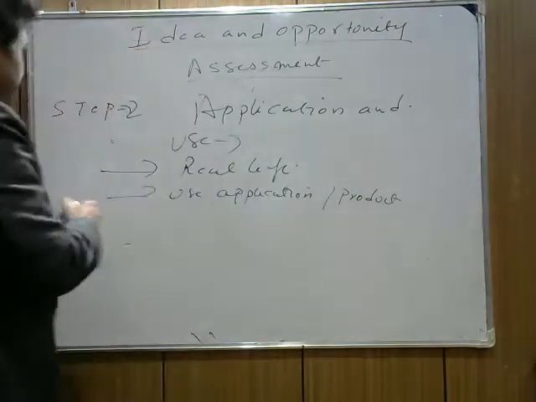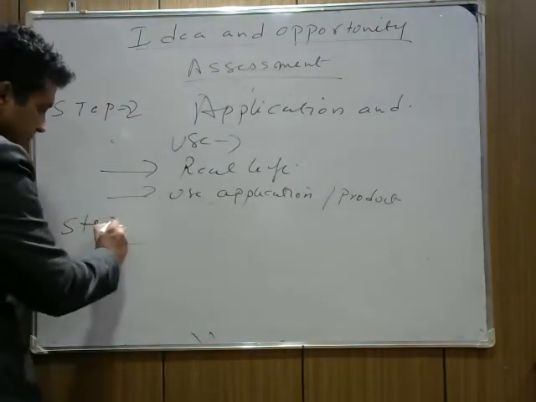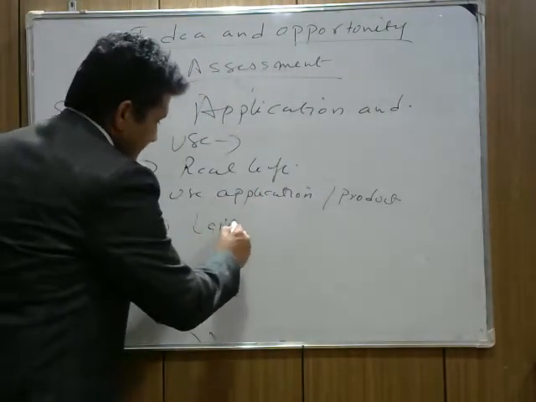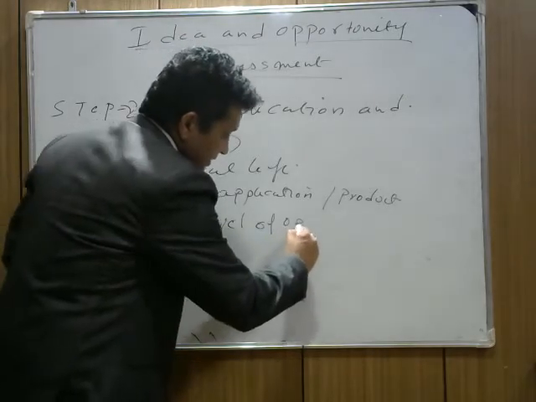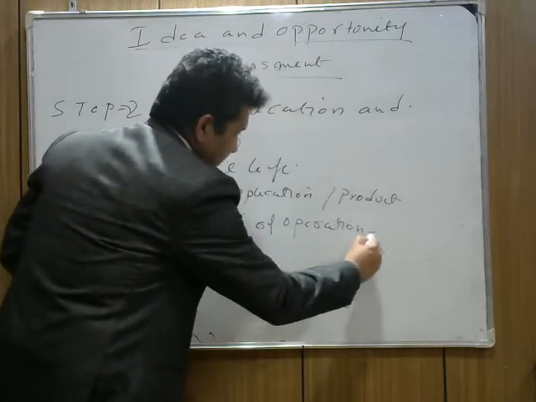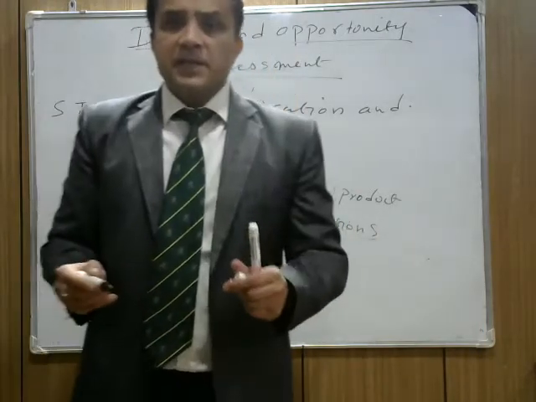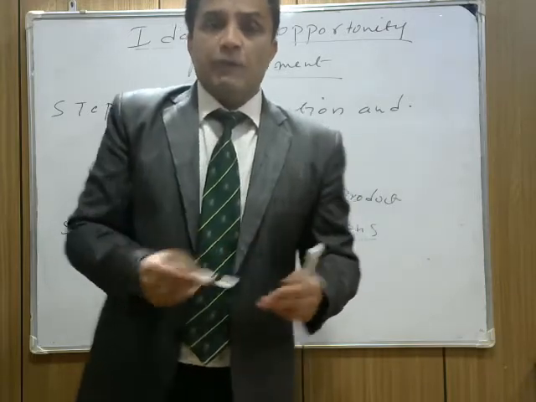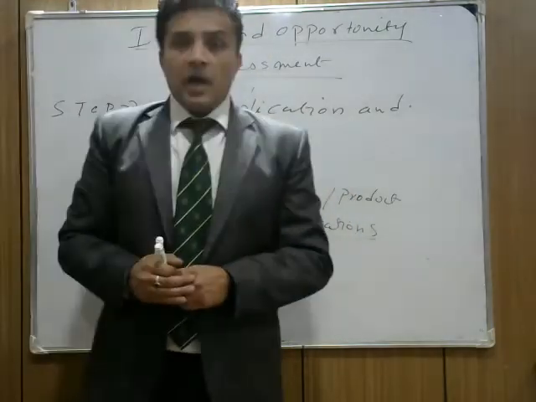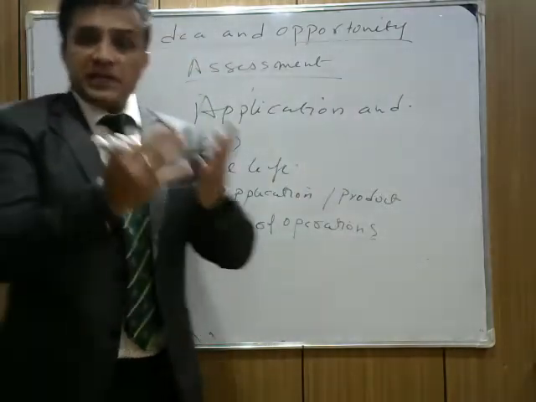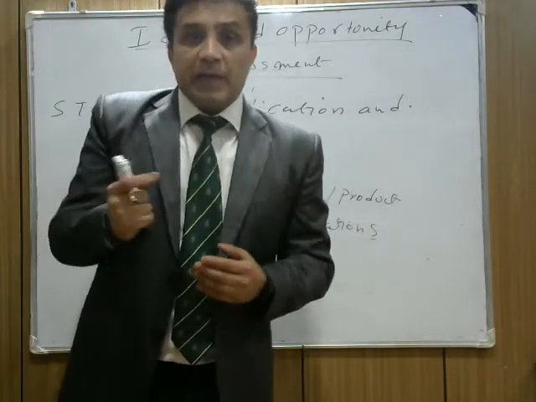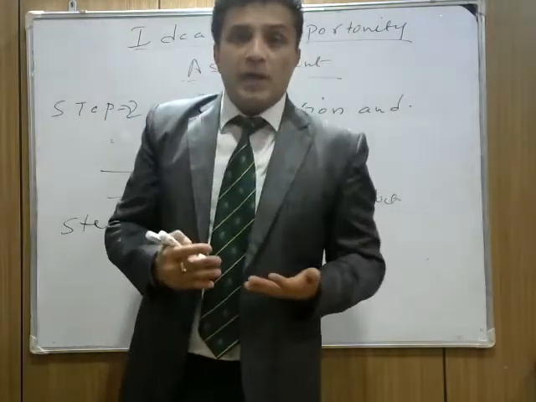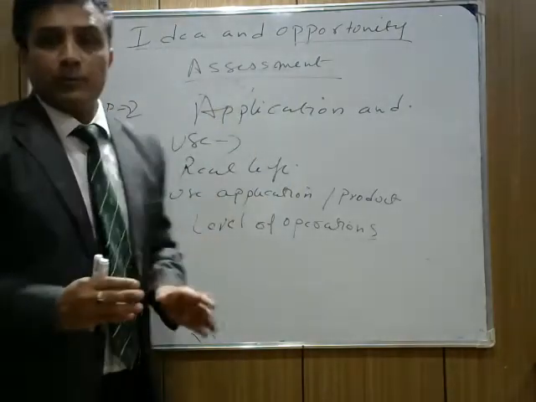Now the third part, step 3, is the level of operations. Now what is level of operations? Level of operation will depend upon the type of work, skilled labor and expertise. Whatever you are going to produce in the market, how you produce it, what type of expert people, what type of technology, what type of labor, whether you require skilled or unskilled labor, the level of operation means how you produce the product.